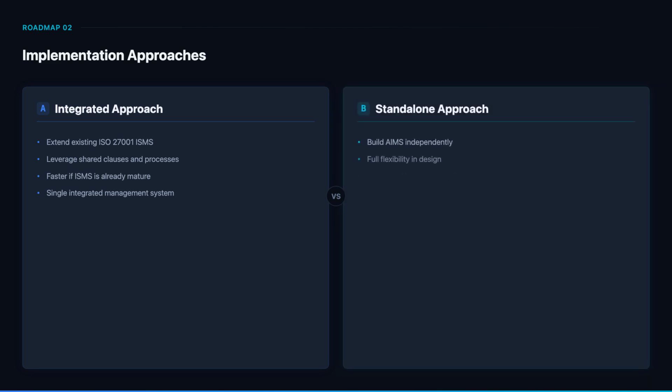The standalone approach builds the AIMS as an independent management system. This gives you full flexibility in design and is better suited for AI-first organizations or those without an existing ISMS. It requires a dedicated AI governance team.